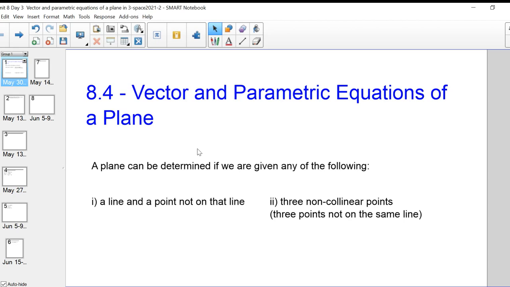Vector and parametric equations of a plane. We've done a line. In order to get the equation of a line, you need a point on the line and you need a direction vector. That's it. We did that yesterday.